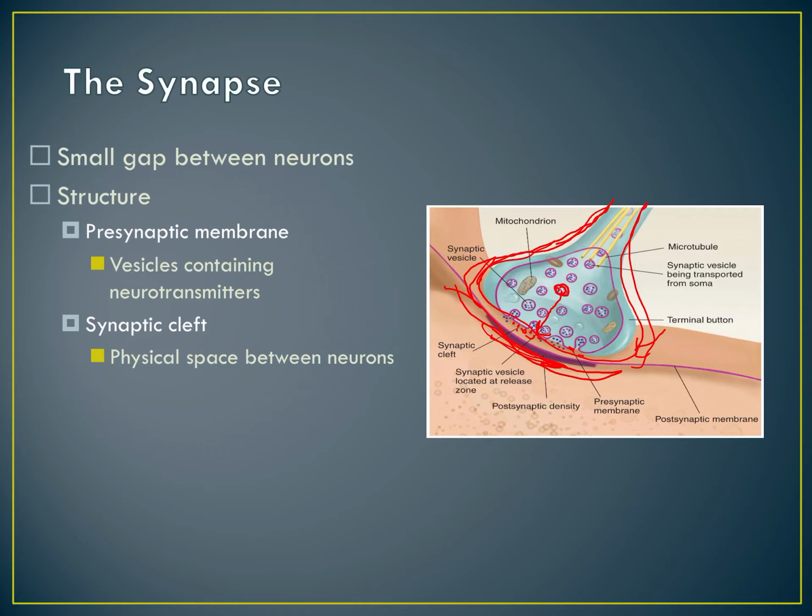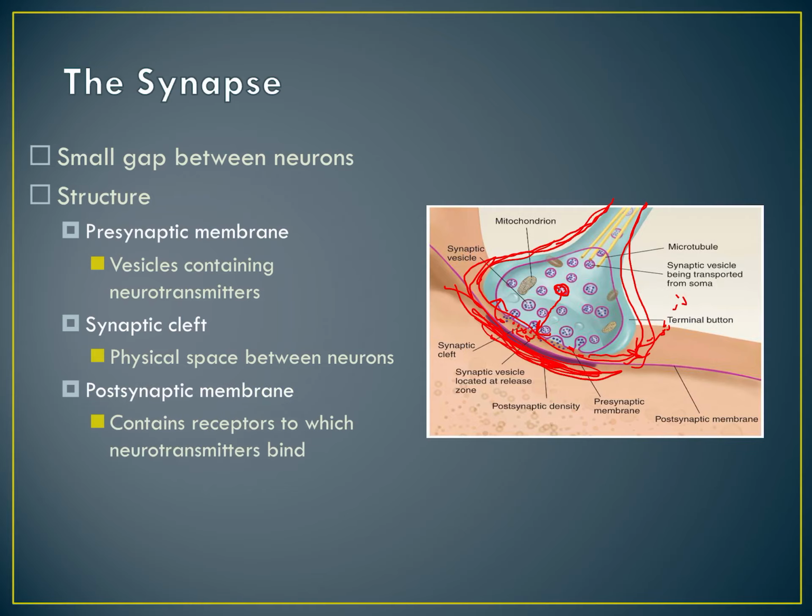It can dissolve into this cleft spot. It can move out of the cleft and get dissolved into nothingness. It can also be sucked back up into the presynaptic cell. These are all different things that can happen to the chemical, but we're primarily going to talk about it being taken into the postsynaptic cell through the use of receptors.